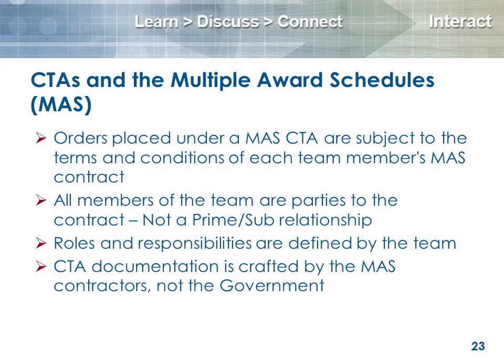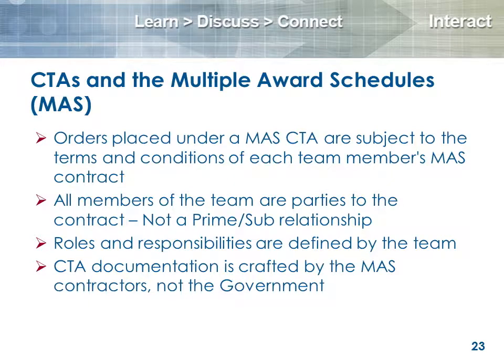But there are some elements that you need to know from these vendors. Now, we're not talking about a prime and sub relationship. We're talking about a situation where each team member is physically responsible for an element of the requirement. And you are going to know how much work that team member is going to do, how much level of effort you're going to be paying for, and what the cost is going to be for each team member.